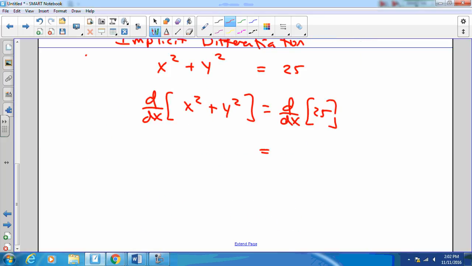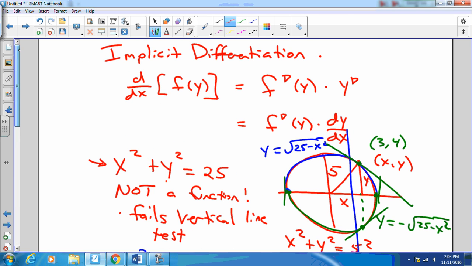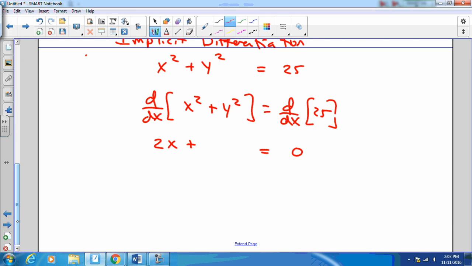But now, how do the mechanics work out? First of all, I consider the right-hand side because that's easy. d/dx of 25 is 0, because constants don't change. Now I walk down through here, and what I've got first is d/dx of x squared. That's easy: 2x. But now I have d/dx of y squared. Yes, we can do it, because d/dx of a function of y is f prime of y times dy/dx.